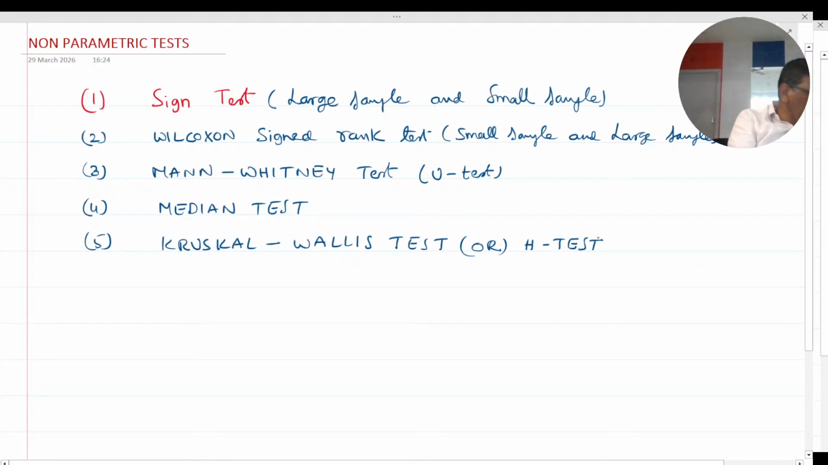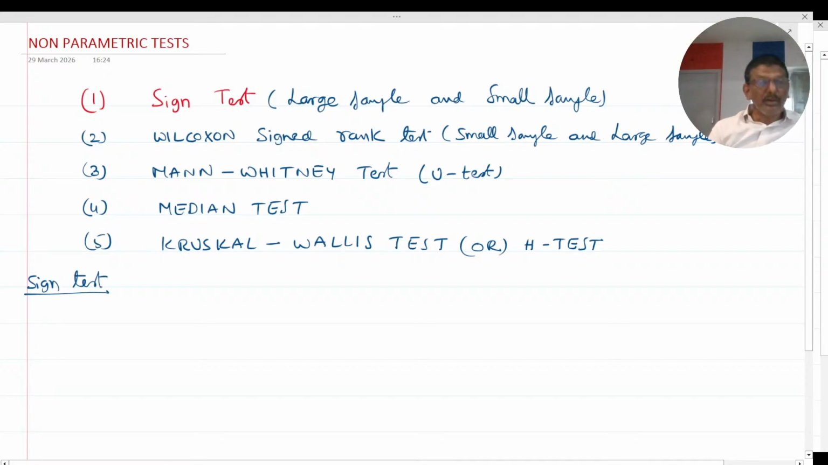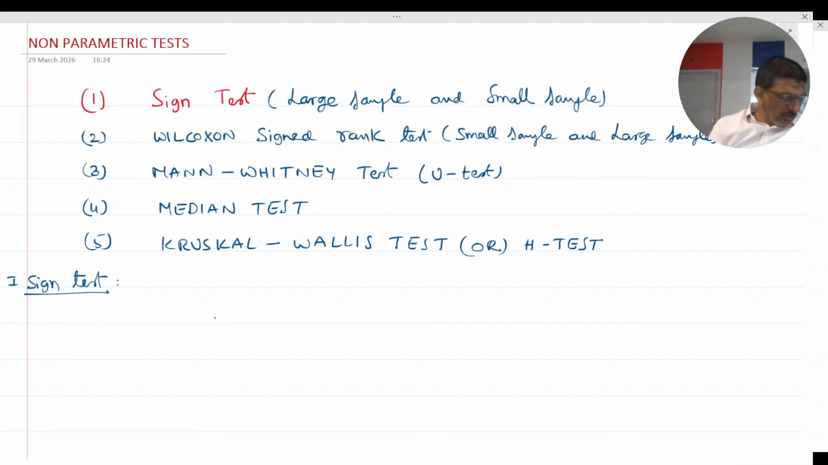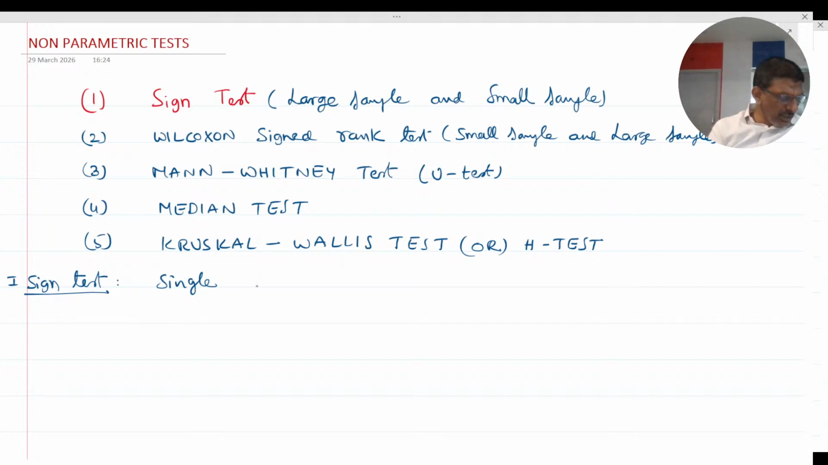All these are important for various examinations, for those preparing for semester examinations, competitive examinations, and other examinations. All these are very useful. So begin with the sign test. First test, sign test, is a very simple test. Double and single sample sign tests are included in these non-parametric methods. But the single sample sign test is very important from your examination point of view.